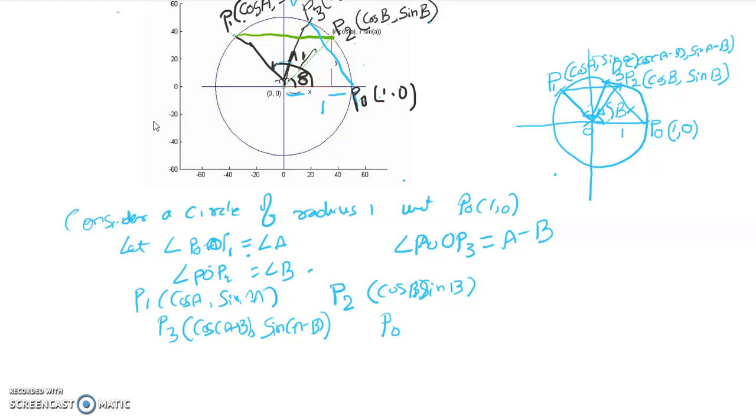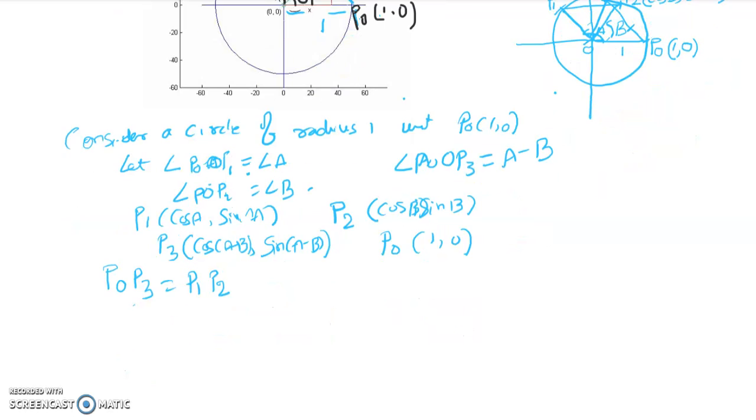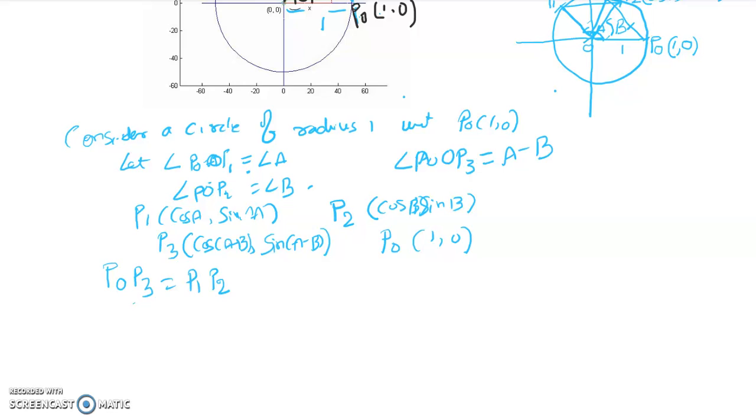And you know P0 is 1 comma 0. From the figure, what have we noticed? We have noticed P0 P3 is the same as P1 P2. P0 P3 is equal to P1 P2. Now by the distance formula, let me find out what P0 P3 and P1 P2 are.